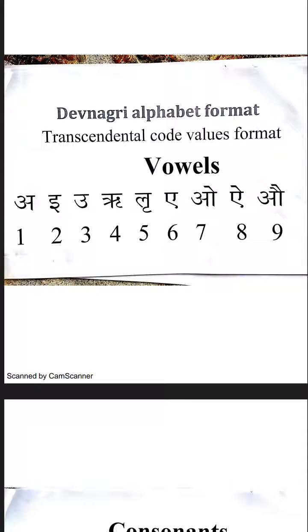We may have a pause here and take note that the fifth vowel lri and the ninth vowel au are not availed in the text of the Ganita Sutras. Ganita Sutras, out of this range of 9 vowels, is availing only 7. Fifth and ninth as such are not availed.